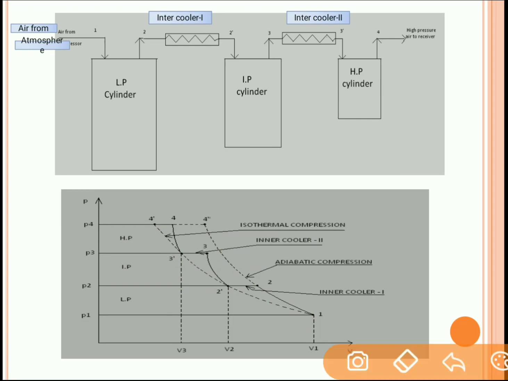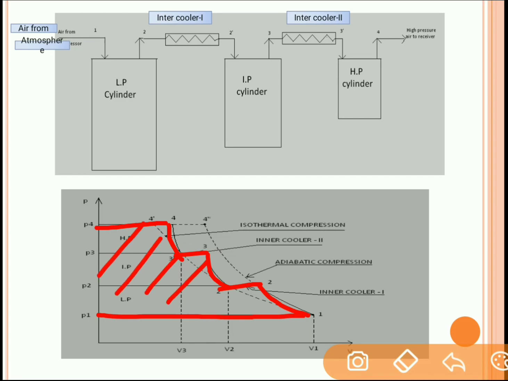Now if the compression takes place in multiple stages, then this will be the area under the diagram. Let me plot the area under the diagram for a multi-stage reciprocating compressor. So this is the area under the diagram for a multi-stage reciprocating compressor. You can say that this area is less as compared to the area for the single stage.